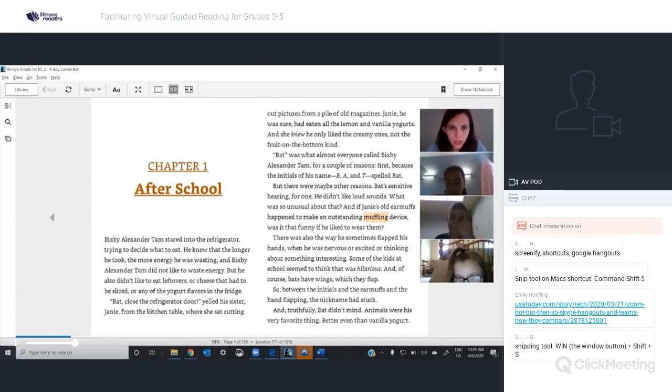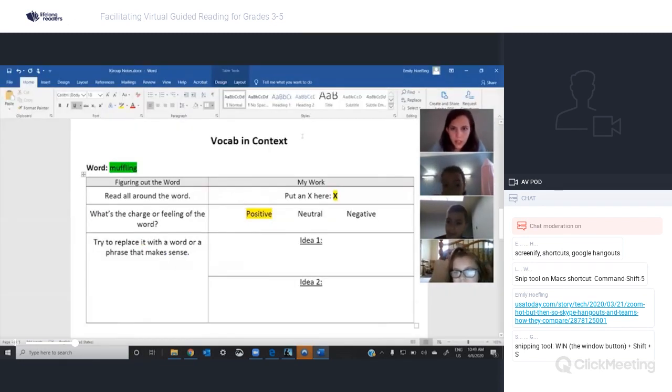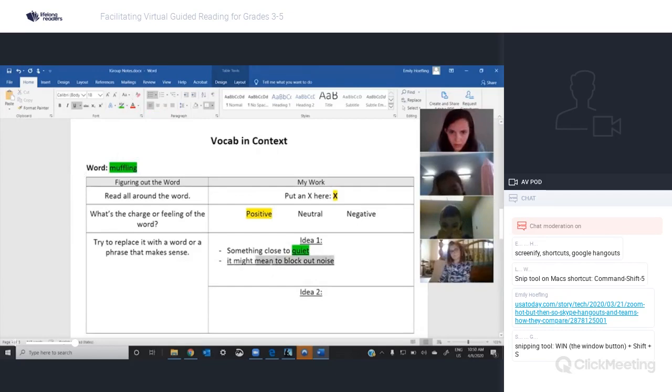Okay, chat. Okay, we'll go down here. Okay, good. So can you guys see my chat box, or can you see your own chat box? Yeah. Okay, great. So one idea of Cecilia's, and I like this because you don't have to have a perfect definition, she says it means something close to, and then I'll put this, quiet. So Cecilia's like, it means something about quiet. It might mean to block out noise. And then I'm just going to put it like this, block out noise. And that's a different idea.